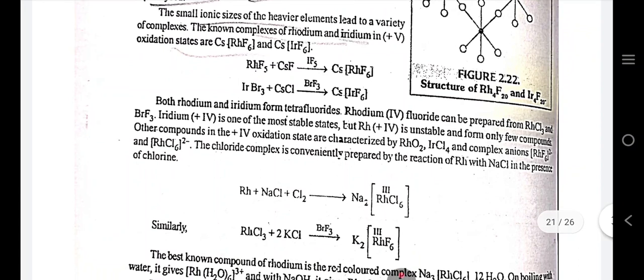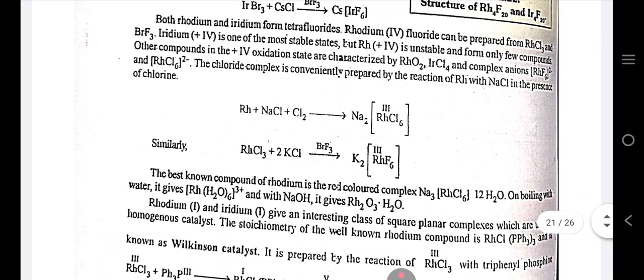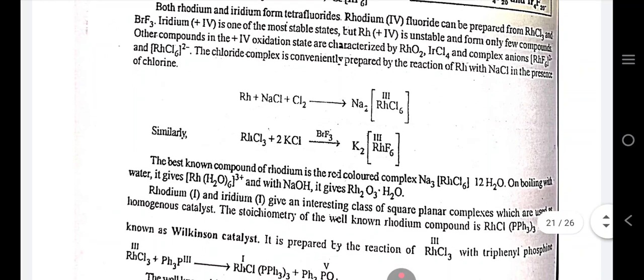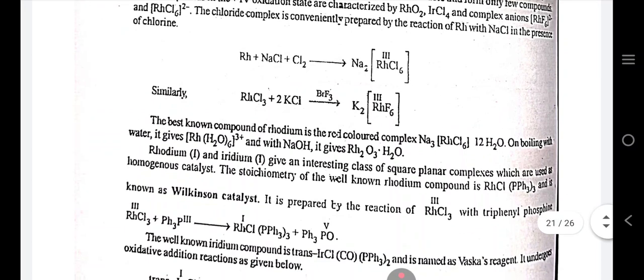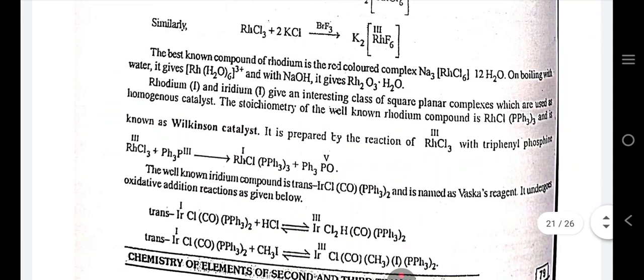The small ionic sizes of the heavier elements lead to a variety of complexes. The known oxidation states of rhodium and iridium: both rhodium and iridium form tetrafluorides. Rhodium fluoride can be prepared from RhCl3 and BrF3. Iridium is one of the most stable states but is unstable and forms only a few compounds. Other compounds in the plus four oxidation state are characterized by RhO2, IrCl4 and complex anions. The chloride complex is conveniently prepared by the action of Rh with NaCl in the presence of chlorine.